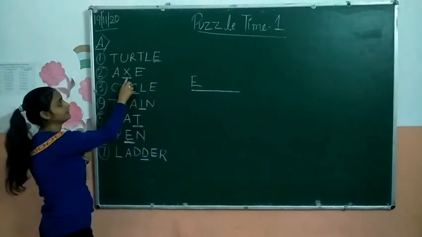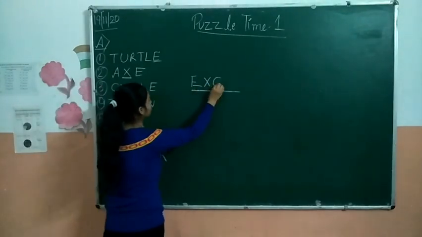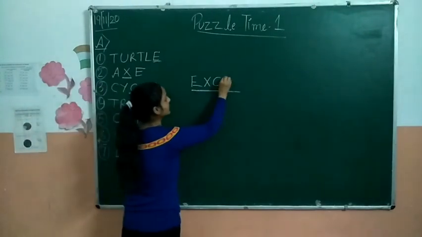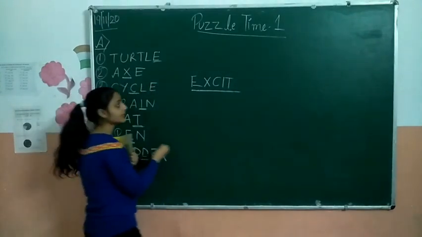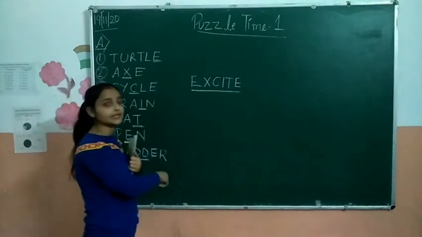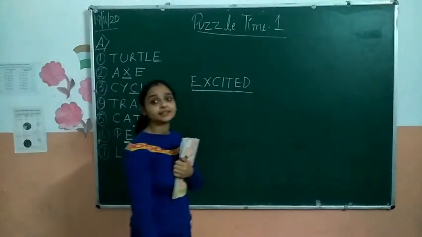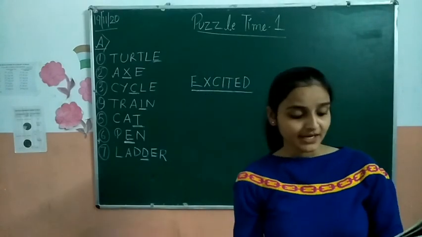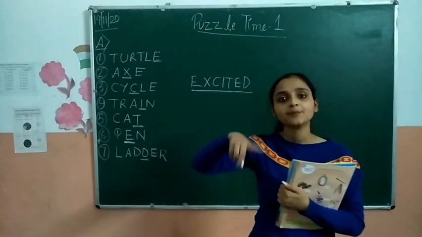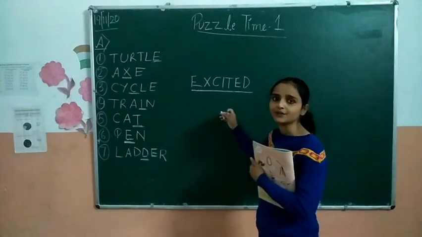Now, from here, X, C, I, T, E. What is this? D. So, which word is formed? Excited. Okay. Yippee, I am very excited today. Look, these all are the letters which were given in the purple boxes. So, all these letters form the word excited. Okay.